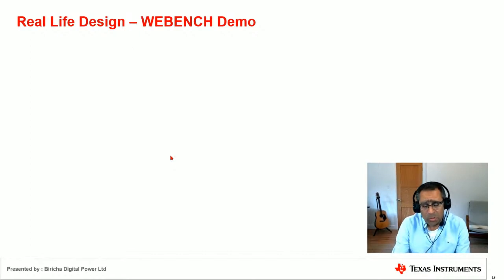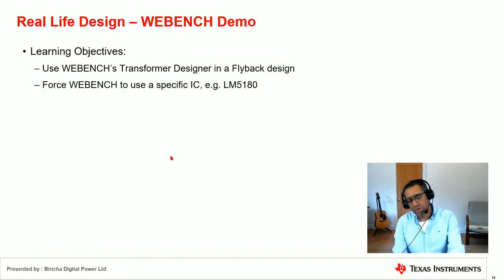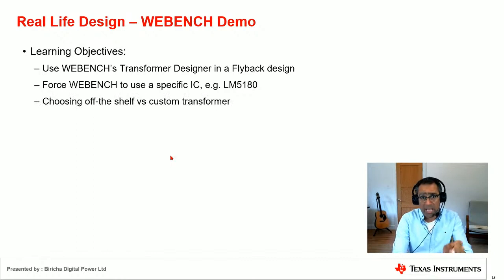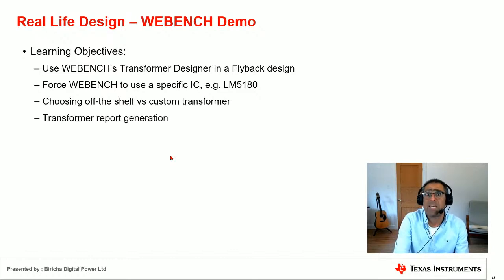And also, up until now, we have been allowing WEBENCH to narrow down, using the filters, and select the actual integrated circuit. This time, we're going to force it to use a specific chip. So for example, let's say that it's already been decided by management that you need a flyback design with LM5180. And you can actually do that without having to go through all of the filtering processes. You can just tell WEBENCH, okay, design with this chip, it has already been decided. And then we're going to look at the off-the-shelf transformer versus custom transformer in the tools that is provided, and generate a transformer report.